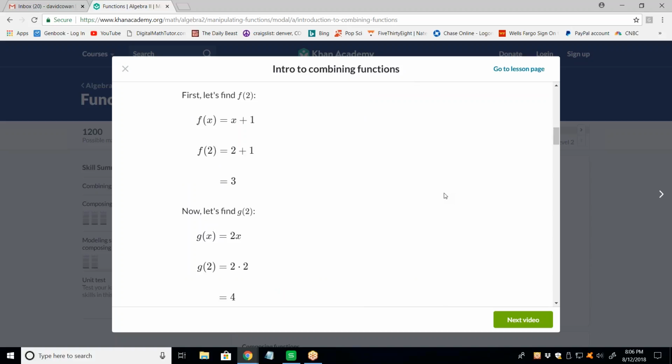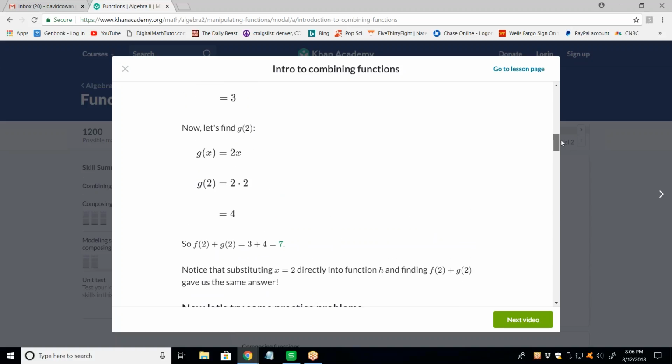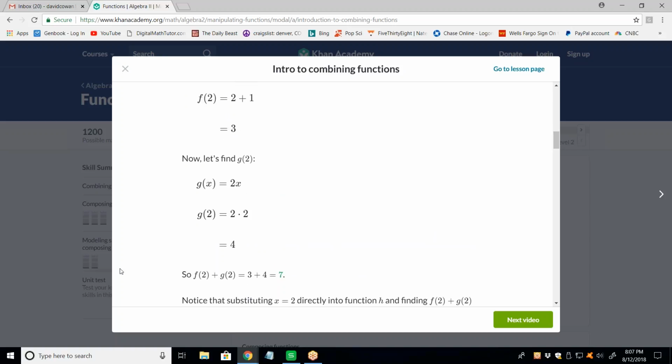All right. Yeah. When you have something other than x in the parentheses, all you do is take whatever it is and substitute it for x. Okay, so that's how you evaluate functions when it's f of 2 or g of 2. So f of 2 is 3, g of 2 is 4, so f of 2 plus g of 2 is 7.